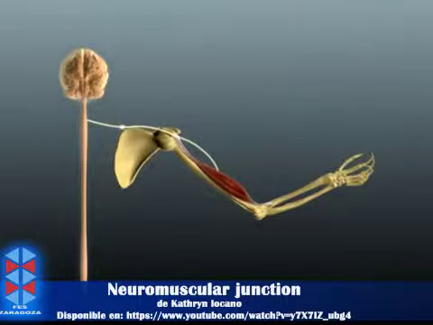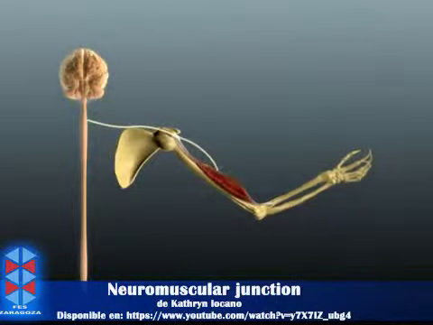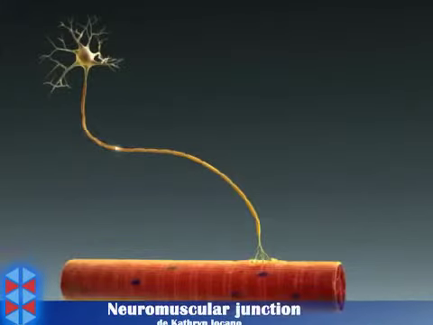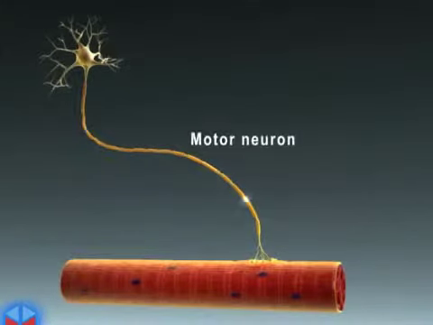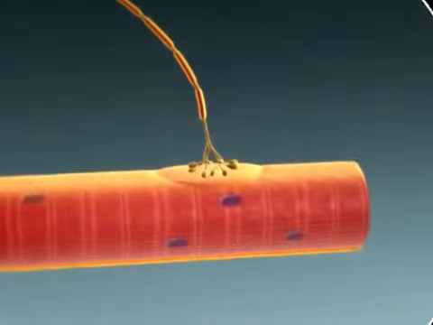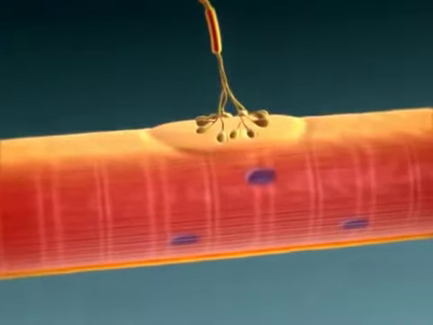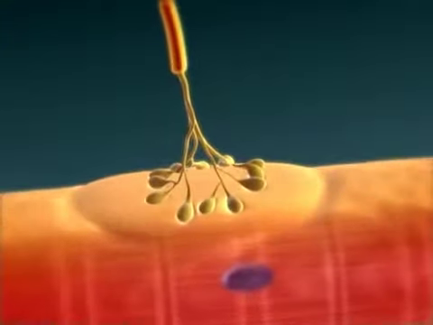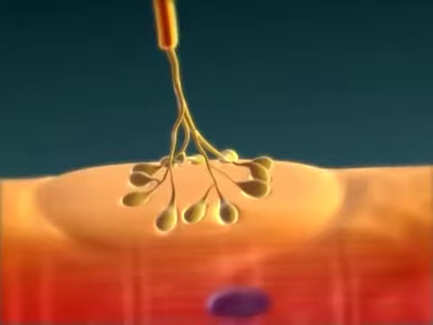Also known as action potentials, travel from the brain or spinal cord to trigger the contraction of skeletal muscles. An action potential propagates down a motor neuron to a skeletal muscle fiber. The site where a motor neuron excites a skeletal muscle fiber is called the neuromuscular junction.